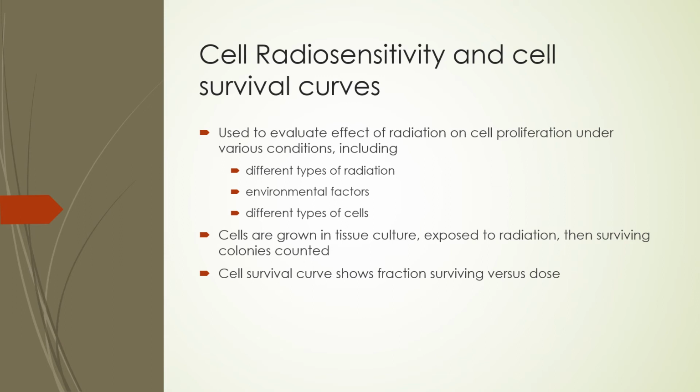First, cells are grown in tissue culture, the cell colonies are exposed to radiation, and the surviving colonies are counted. A plot of the fraction surviving versus the radiation dose is called a cell survival curve and is a tool used to demonstrate the effect of radiation.